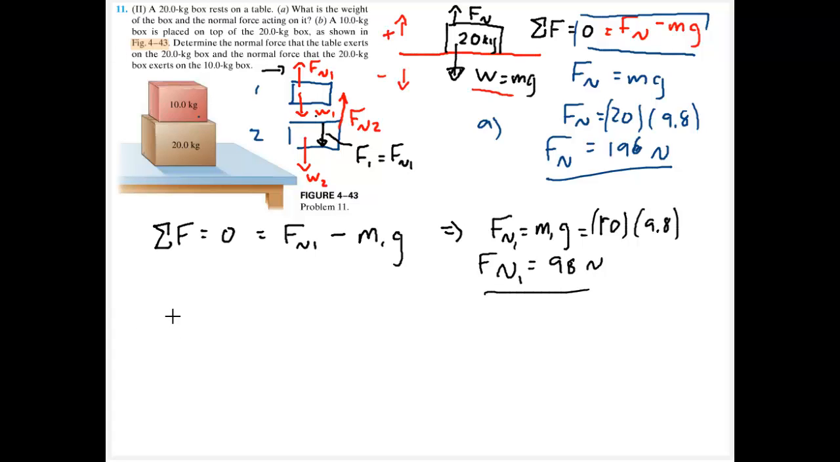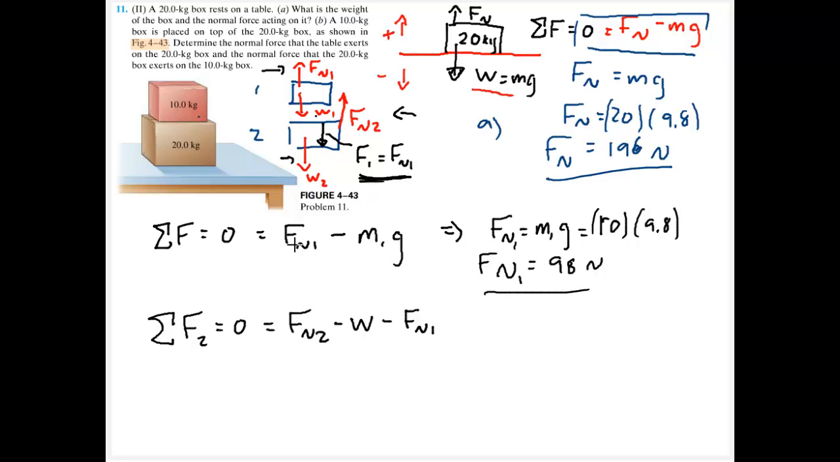Now let's take a look at box 2. It's also not accelerating. We can say the sum of forces on 2 must be equal to 0. And drawing the free body diagram, all you have to do is look at it and say, what are the forces acting on there? Well, I'm going to have the normal force 2 in the upwards direction here. I'm going to have the weight in the negative direction, mass times gravity. And it has box 1 pushing down on it. It's got the normal force 1, which is going to be in the negative direction.